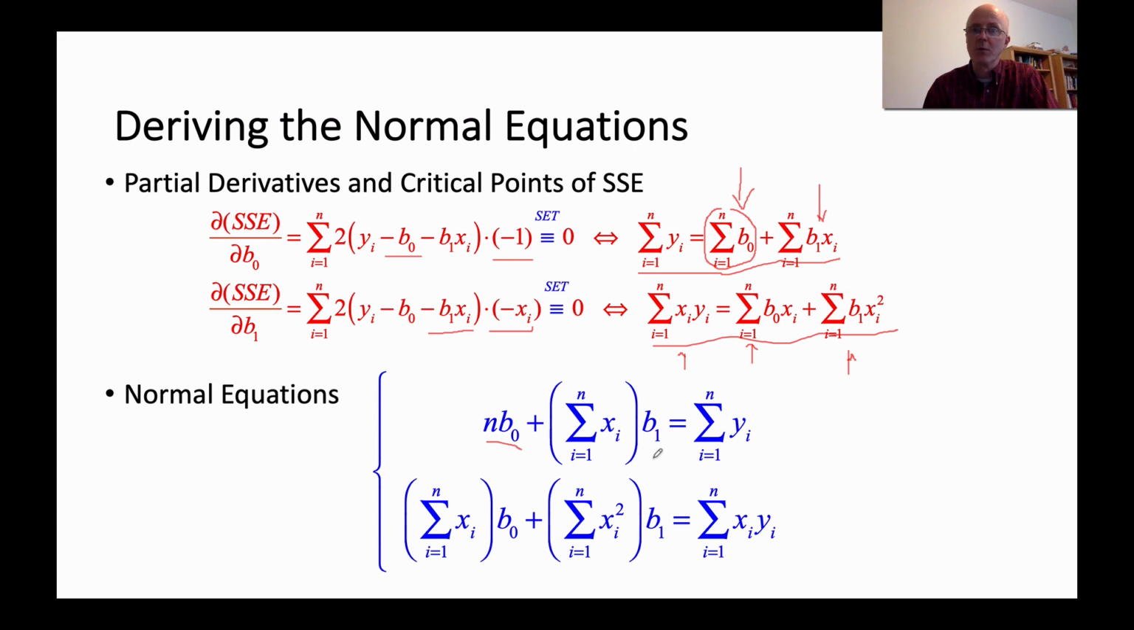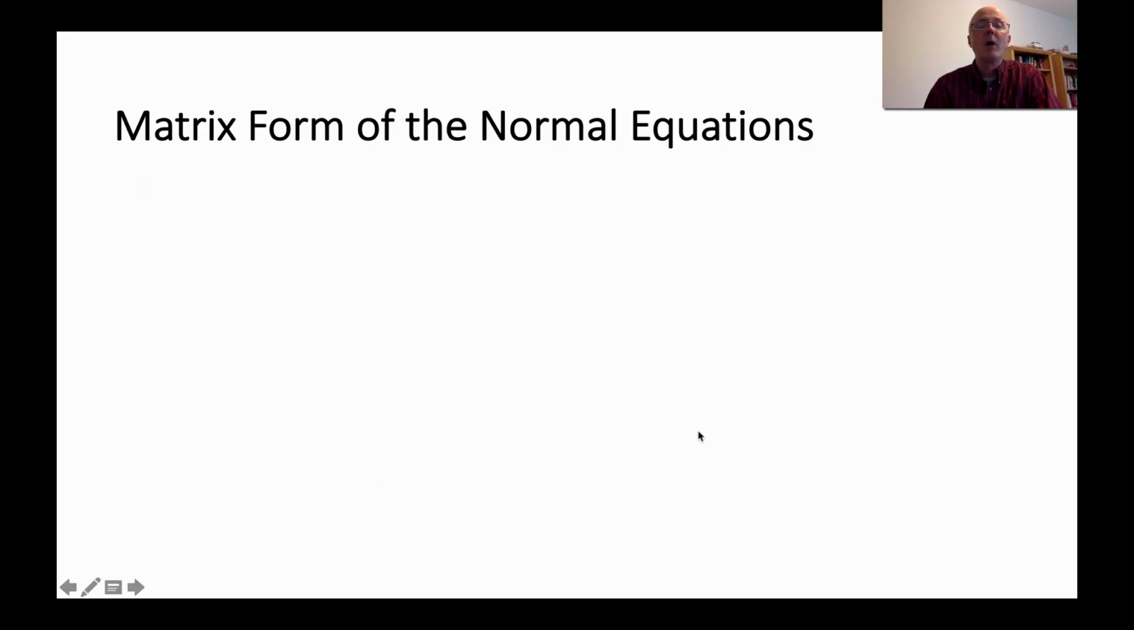That's your system of normal equations in scalar form, 2 linear equations and 2 unknowns. But now we want to think about this in matrix form.